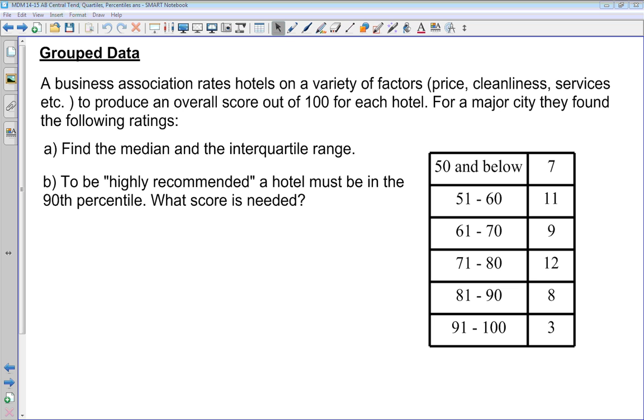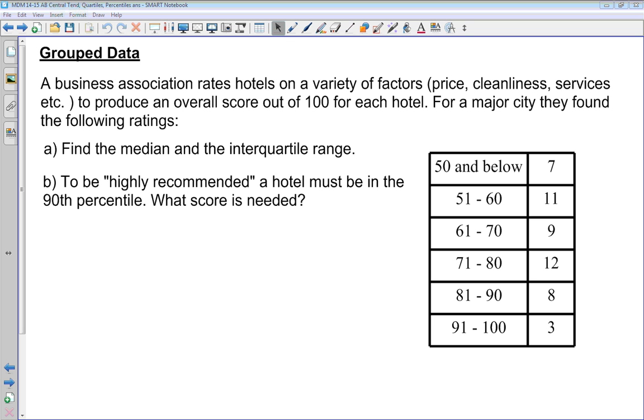So here's the example that we're going to work on. A business association rates hotels on a variety of factors, price, cleanliness, services, etc., to produce an overall score out of 100 for each hotel. 100 is going to be a good score. 0, I guess, would be the absolute lowest score you could have. For a major city, they found the following ratings, and they've tabulated them in this table that we see over there on the right. Find the median and the interquartile range, and then part B, to be highly recommended, a hotel must be in the 90th percentile. What score is needed?